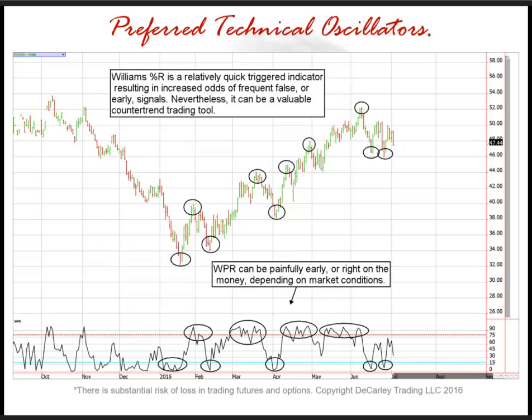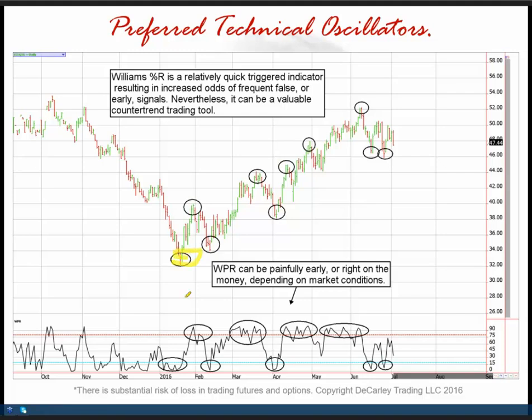Williams %R is actually a relatively quick triggered indicator. It results in increased odds of frequent or false signals. So in other words, Williams %R is going to give you a lot of trading signals, but you're also going to get a lot of signals that are too early or even outright wrong. But when it works, it's like magic.